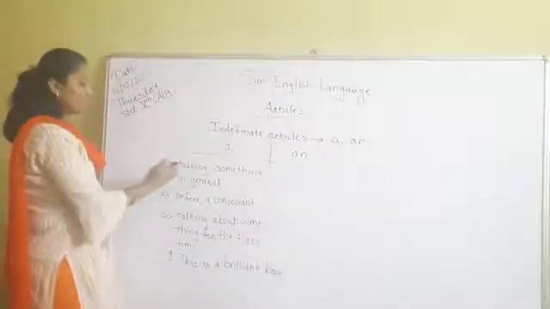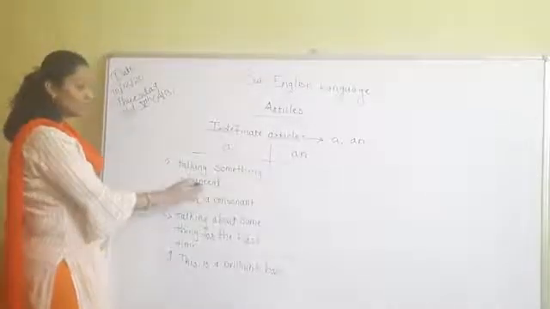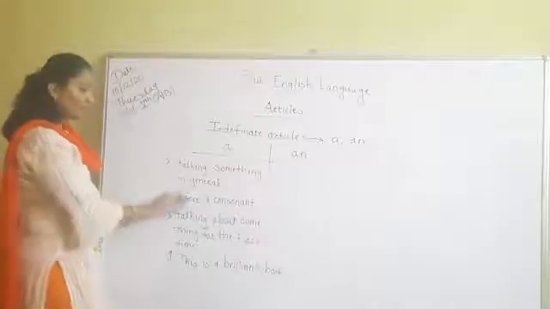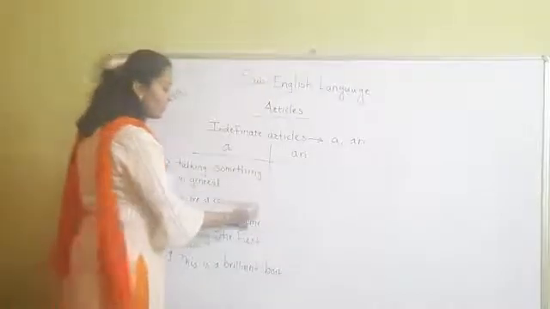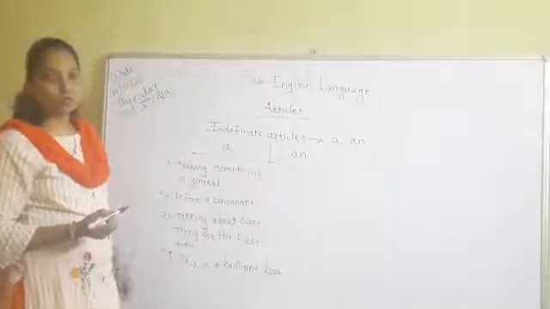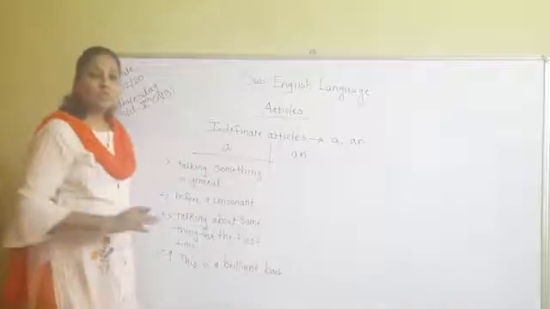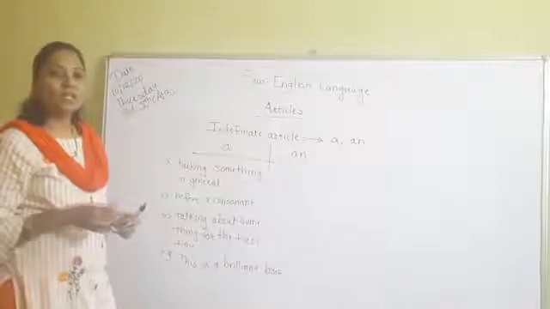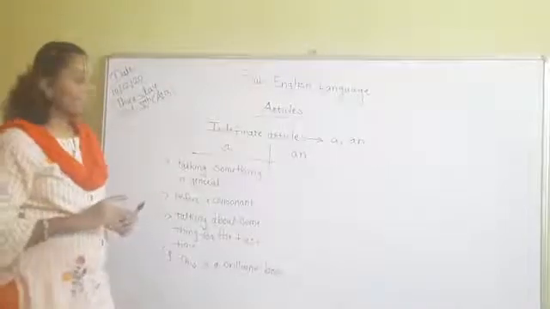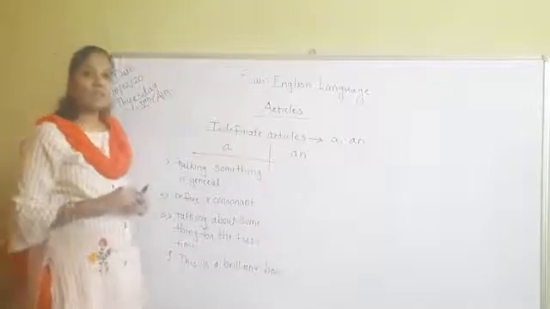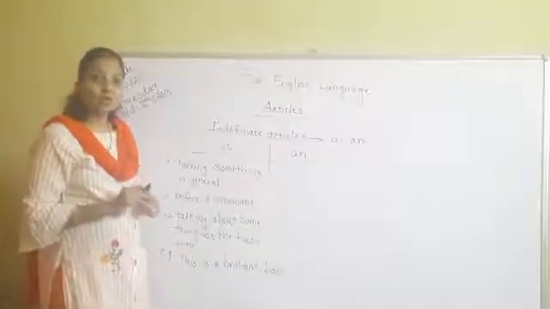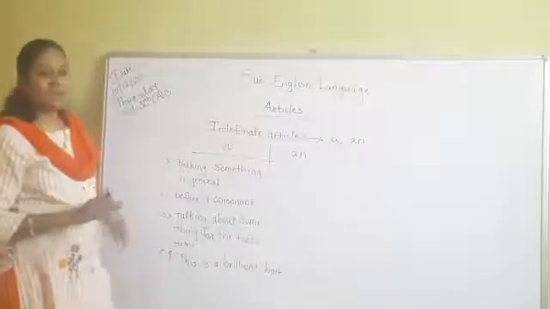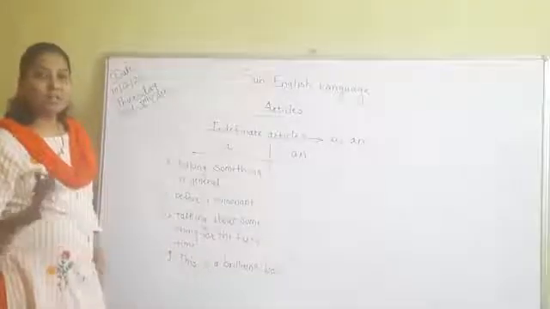We are using a when we are talking about something in general. Okay, and we are also using a before a consonant, when any word begins with a consonant sound. Now, to understand this, you should know that A, E, I, O, U are the vowels. Okay, these are the vowels, and the remaining alphabets are known as the consonants. So we are using a when the spelling of any word begins with a consonant.